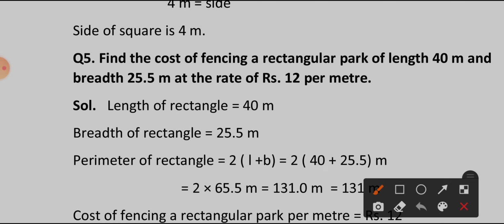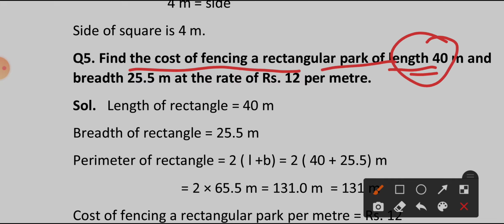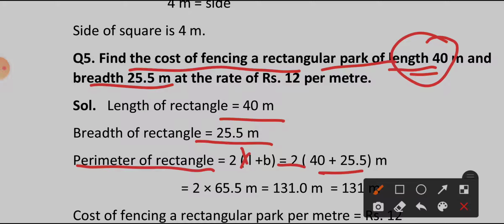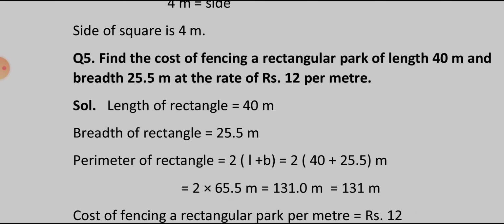So from the question you can see, find the cost of fencing a rectangular park of length 40 meter, breadth 25.5 meter. First of all we will find the perimeter. So perimeter formula is 2 multiply L plus B. So 2 into 40 plus 25.5. First of all add this, so it will be 65.5 and multiply by 2. So 131.0 or 131 meter.